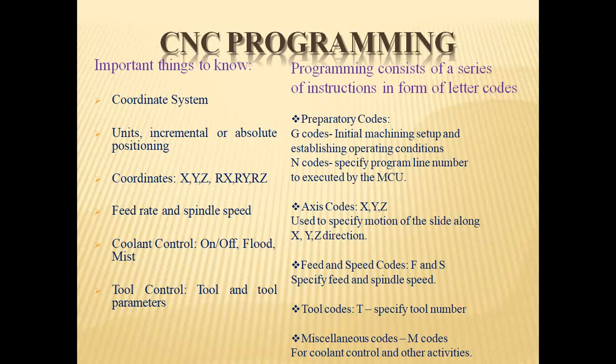Coming to the program, what is a program? A program consists of a series of instructions in the form of letters and numerical codes. Generally we use preparatory codes, G codes, and N codes. G codes are the initial machining setup and generalized codes for our product finishing, whereas N codes are specially required for the machine control unit to run a machine. Feed and speed codes are generally denoted by F and S. The tool number is given as the letter T with a numerical value.